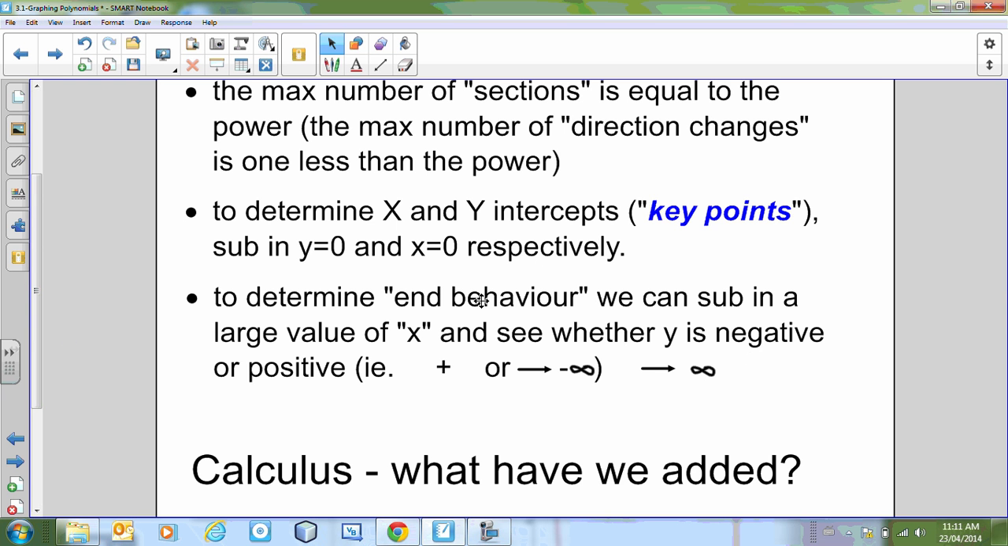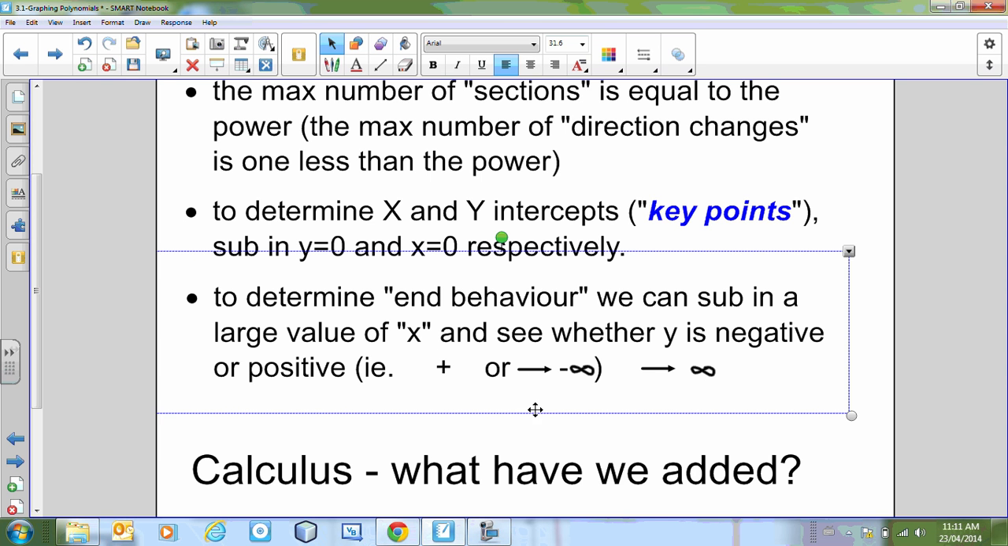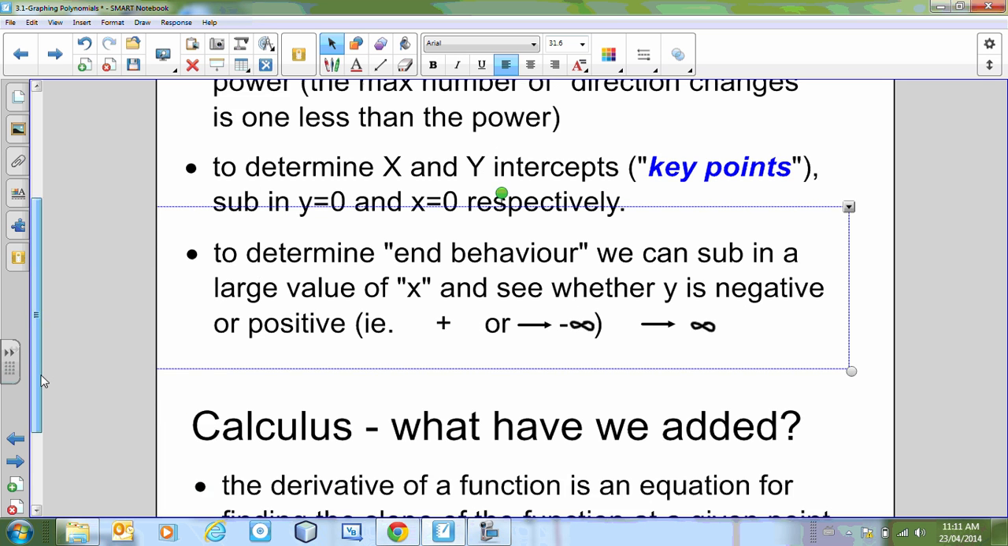And in functions, when we had to determine end behavior, we tried to figure out what was going on. It looks like my graph here is a little bit messed up, or I must have changed the size of this. This should say determine end behaviors. We can sub large values of x in to see whether we get negative or positive. In other words, whether we're approaching positive infinity or negative infinity. I'll fix that before I print it out.